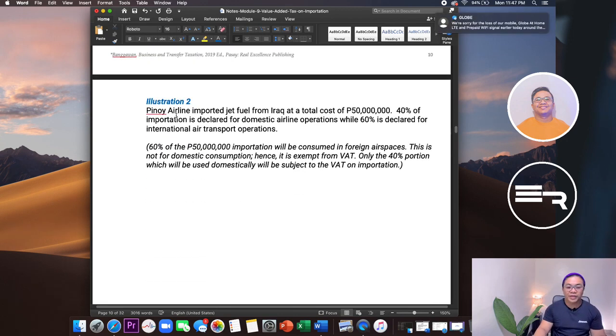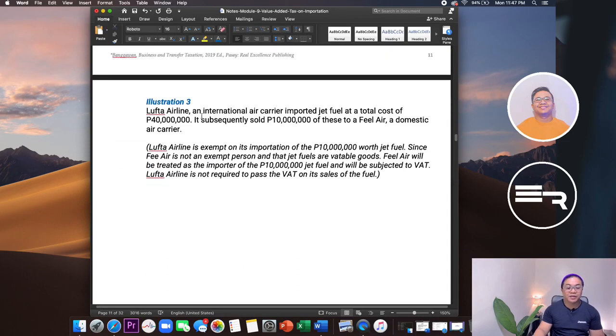Illustration number 2. Ito naman, Pinoy Airline. Okay, imported jet fuel from Iraq at a total cost of 50 million pesos. 40% of importation, ayan, naka-state talaga siya na is declared domestic. Kung naka-state talaga sa problem na gagamitin yung 40% for domestic, ayan, highlight natin, tapos 60% nakalagay for international. So, yung 60% na yun will be considered foreign airspaces. This is not domestic consumption. Siyempre, kung international air transport siya, foreign consumption, exempt siya sa VAT. Yung itataxan dito, yung 40% na portion for domestic. Okay, domestic lang yung tinatax dito.